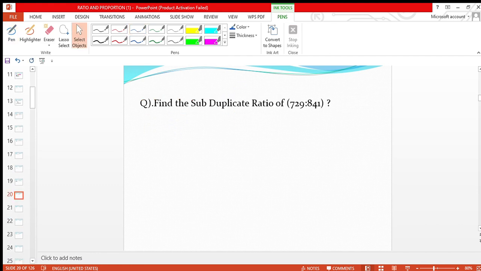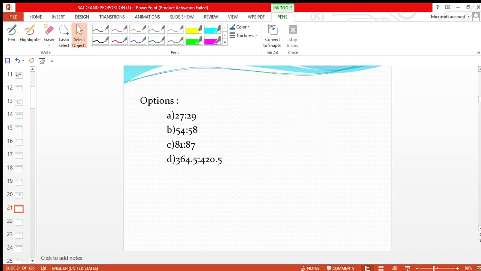See the example. Find the subduplicate ratio of 729 and 841. Under root 729, under root 841. 27, 29. Option A.